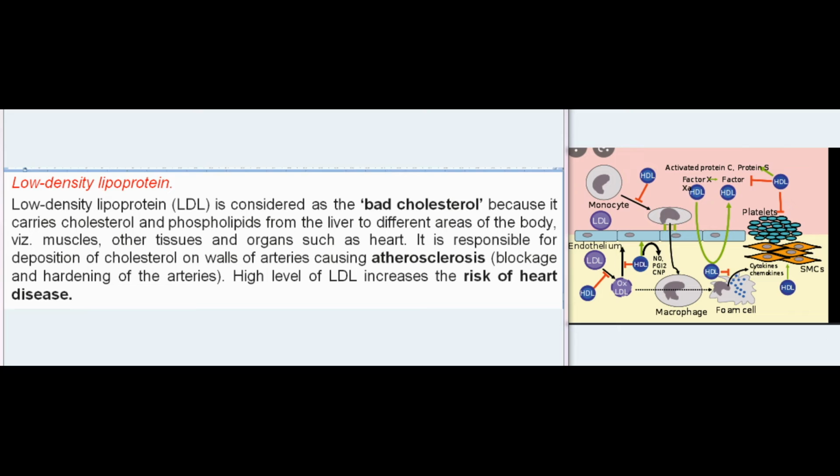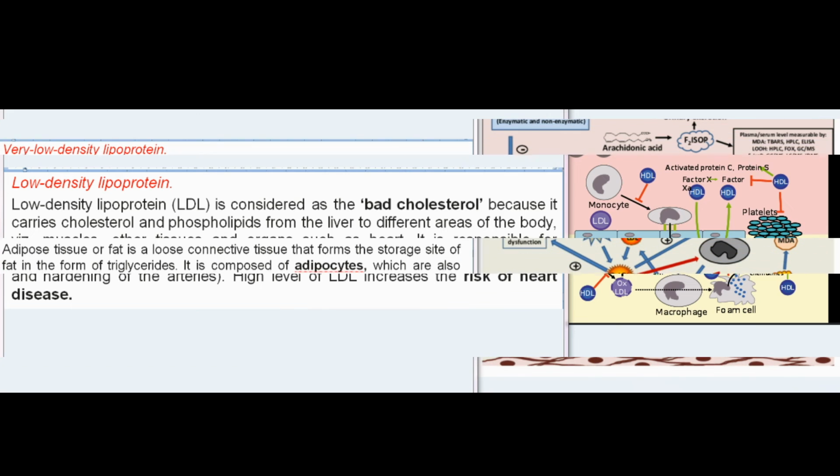Low-density lipoprotein. Low-density lipoprotein, LDL, is considered as the bad cholesterol because it carries cholesterol and phospholipids from the liver to different areas of the body, viz. muscles, other tissues, and organs such as heart. It is responsible for deposition of cholesterol on walls of arteries, causing atherosclerosis, blockage and hardening of the arteries. High level of LDL increases the risk of heart disease.